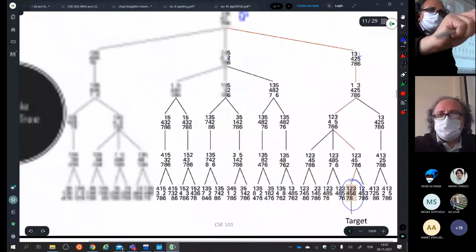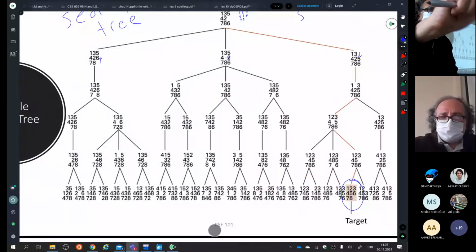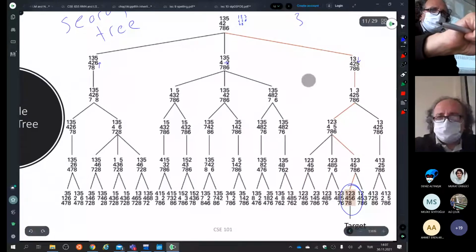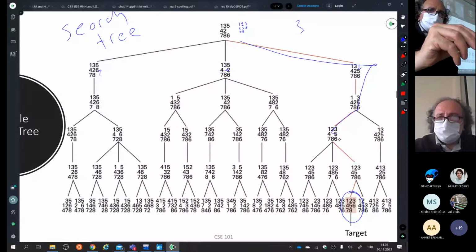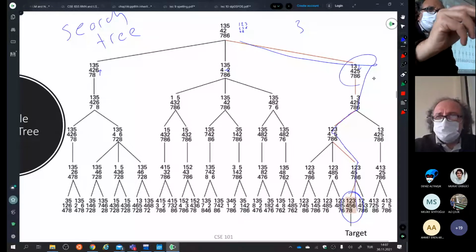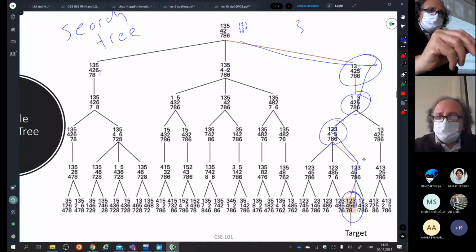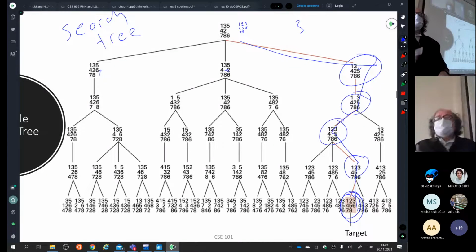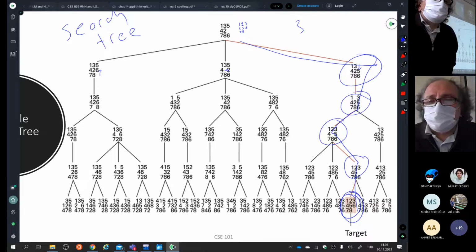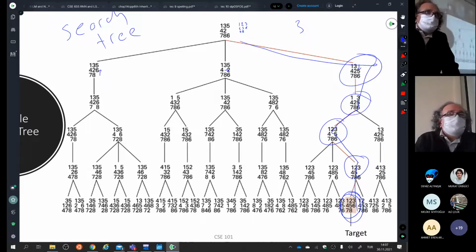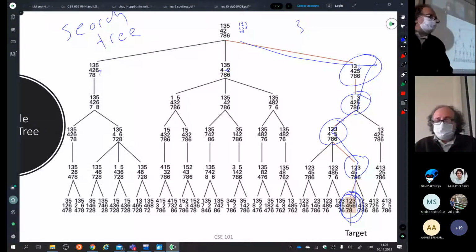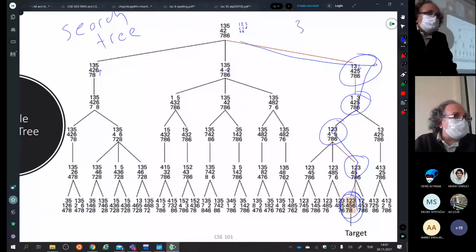Maybe I should do this. First, do this, then do this, this, this, and this. How many moves? 1, 2, 3, 4, 5. It is guaranteed that you are going to solve this board in 5 moves. And nobody can do it better than 5 moves. Why? Nobody can do it better than 5 moves. Why?